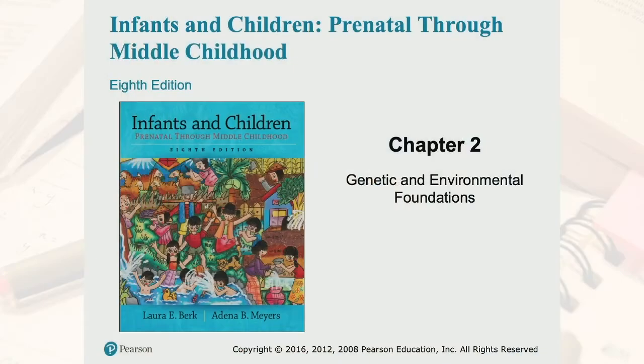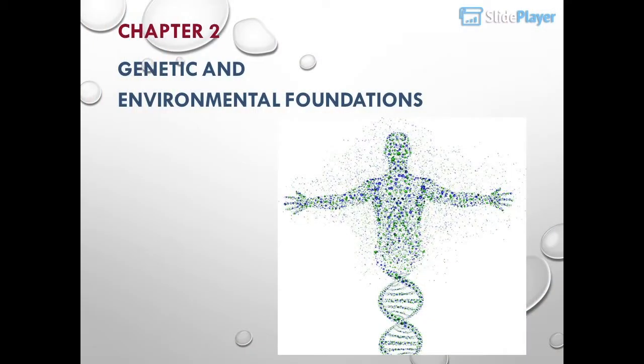Today in Child Development 1, we will be reviewing Chapter 2 and you will be watching a video on genetics and environmental foundations. Genetics is a branch of biology concerned with the study of genes and gene variations and heredity. Please note, you are still required to read Chapter 2 of your text, as this video is not a replacement for your chapter readings. Chapter 2: Genetic and Environmental Foundations.